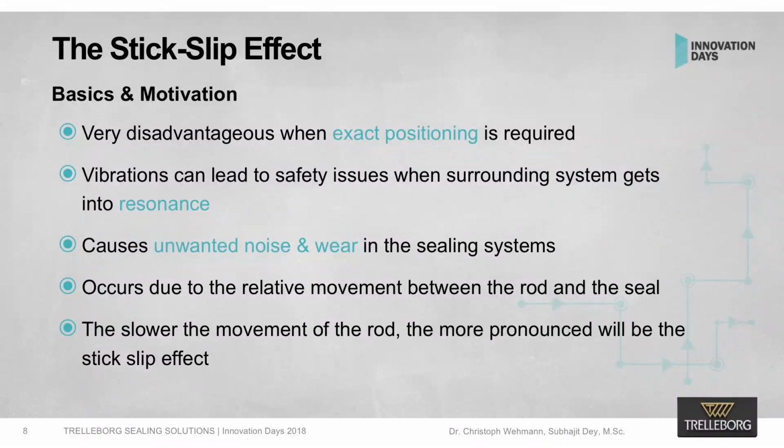So who likes that in applications? No one. This is clear. So the basics and motivation: especially if we need exact positioning, the stick slip effect is very negative. The vibrations can lead to safety issues. If you think of a big crane and you have this stick slip effect, the whole system can go into a swinging situation. And we have this unwanted noise and also wear in the sealing system. This occurs due to the relative movement of the seal to the rod.